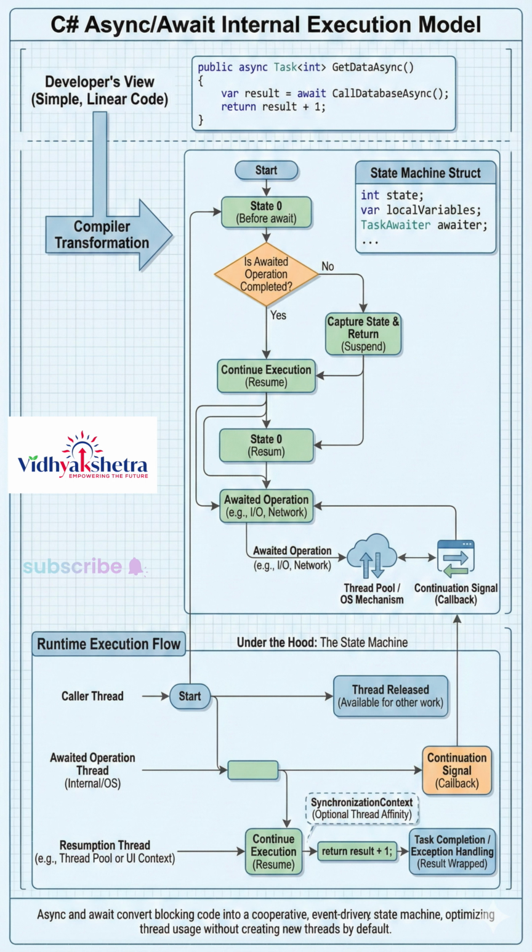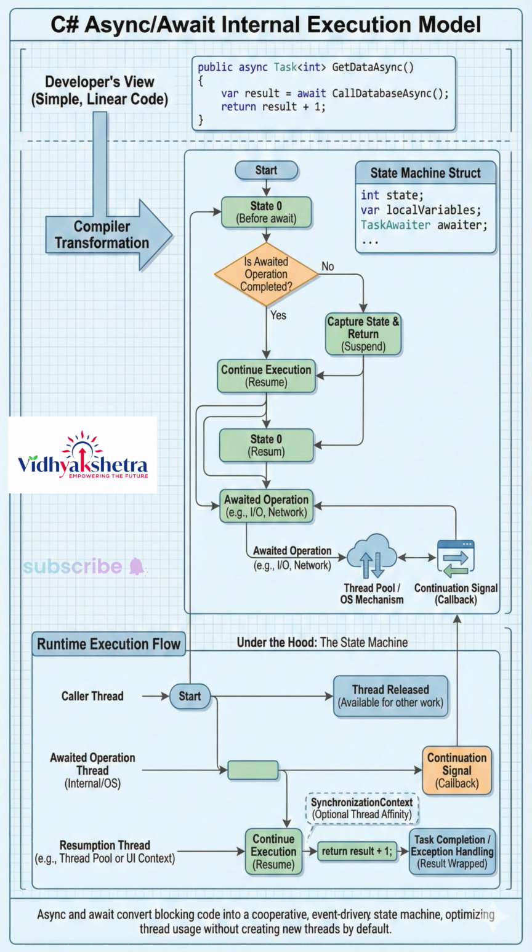The awaited operation typically runs on a separate thread or uses I/O completion mechanisms provided by the operating system. Importantly, async/await does not create new threads by default. Instead, it relies on non-blocking APIs and the .NET thread pool. This allows the original thread, for example, a web request thread, to be released back to the thread pool and used for other work. Once the awaited operation completes, it signals the runtime through a continuation.